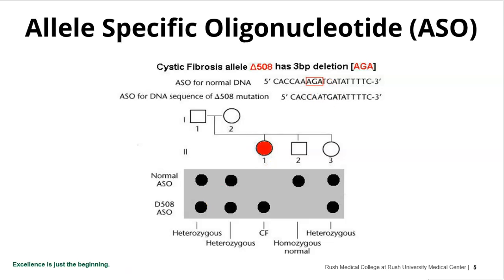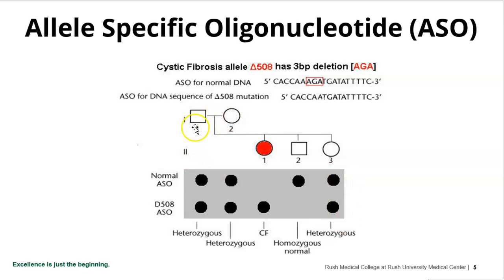So the ASO method is a method in which we amplify either the normal allele or the delta F508. And so if somebody has both DNA for the normal and the delta F508, that makes them a carrier. If all they have is the delta F508, then they're affected with cystic fibrosis. If all they have is normal, then they have normal DNA.